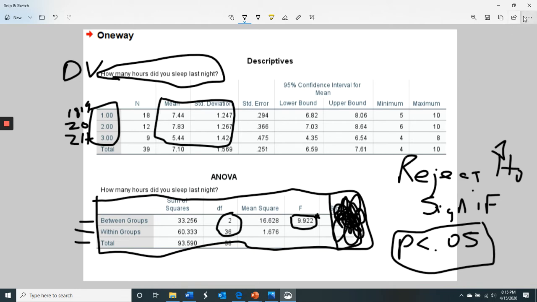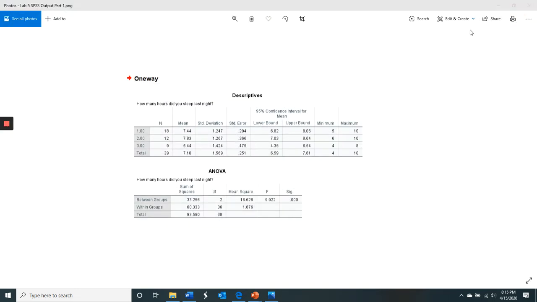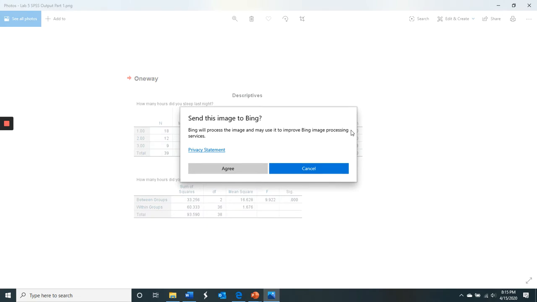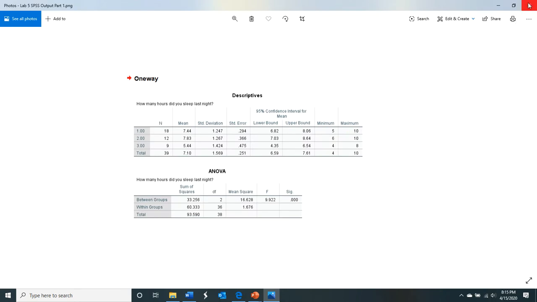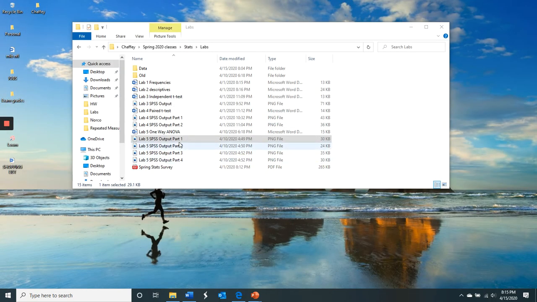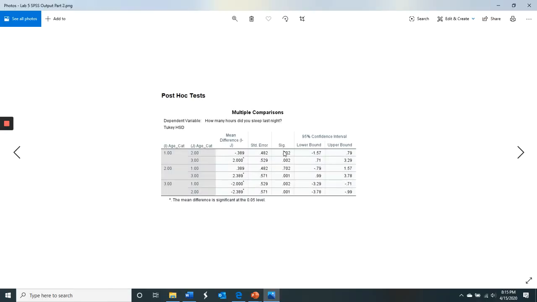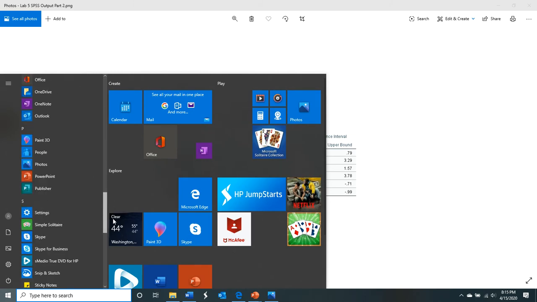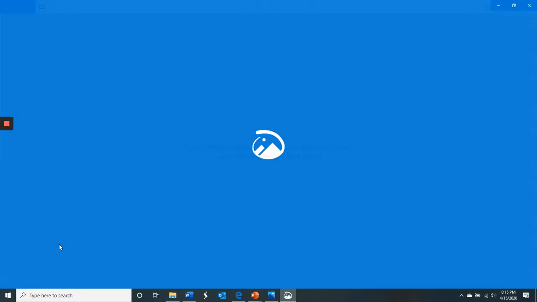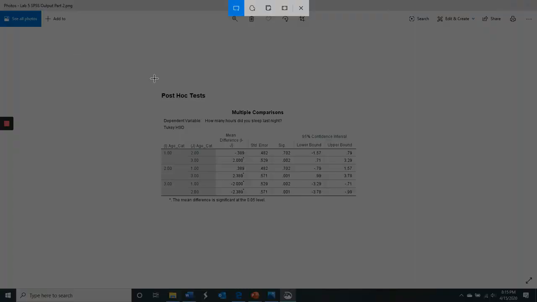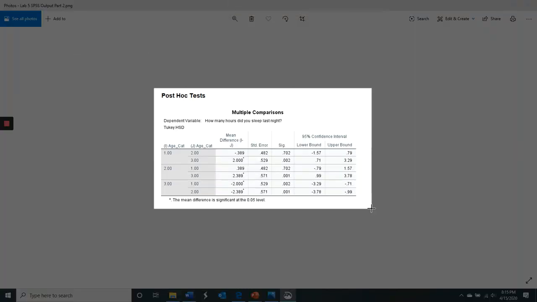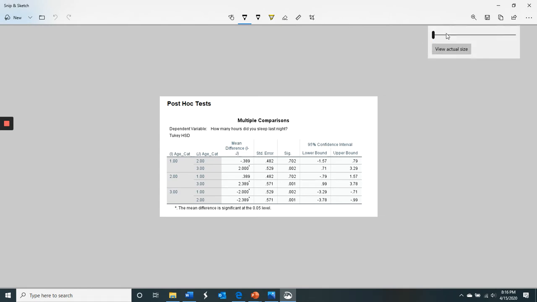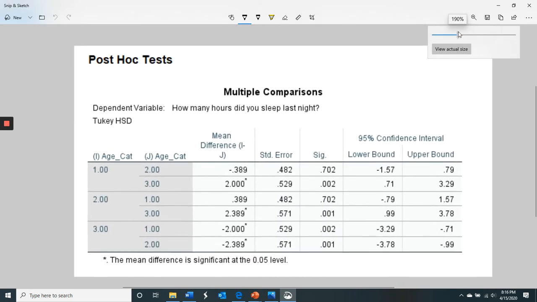So the F just tells us there's some difference. So now we have to go to the other output to see where the difference was. So part 2 of the output. Output's too big to include all of this in a nice fashion, so it's broken up into 2 parts. So now we have to look at our post-hoc because we found a significant effect. So since the F was significant, we rejected the H0. That allows us to look at the post-hoc. So this is the Tukey post-hoc.